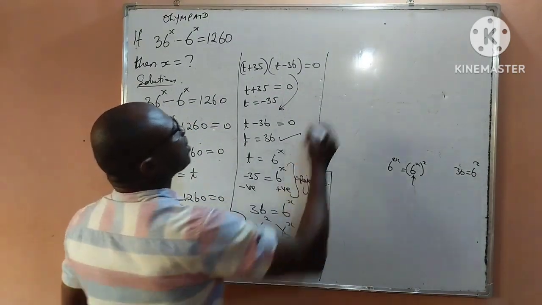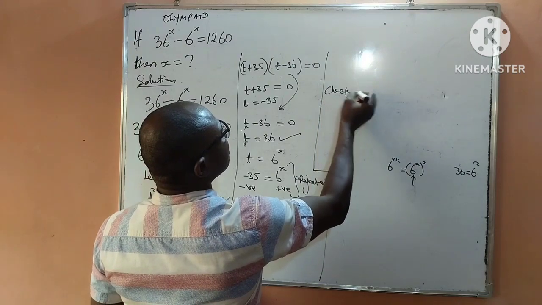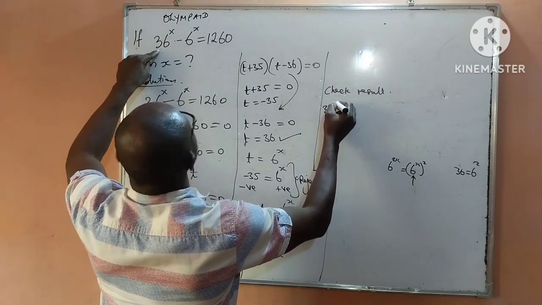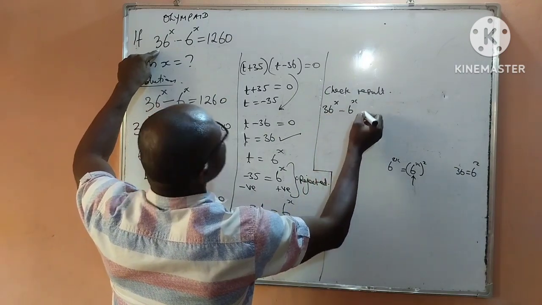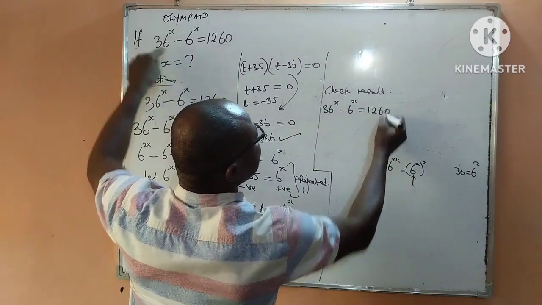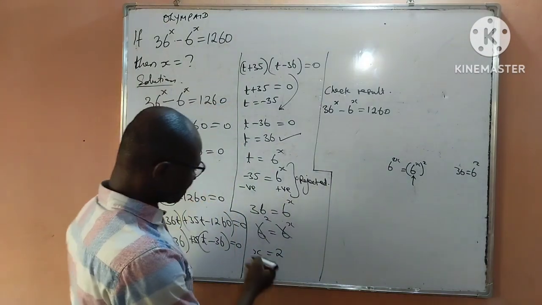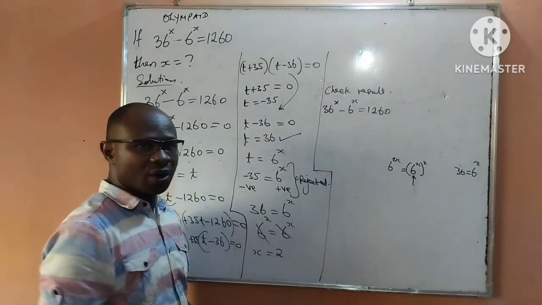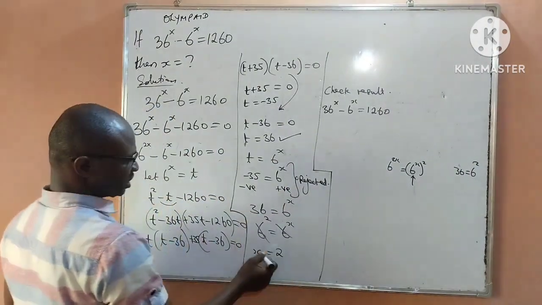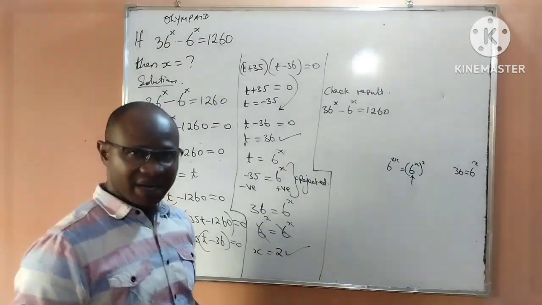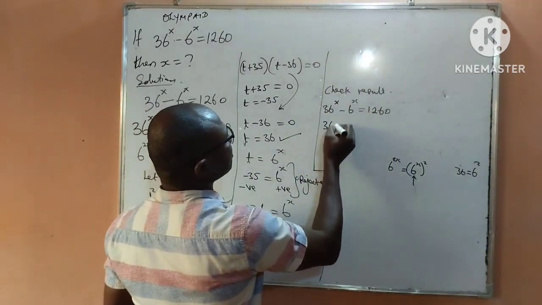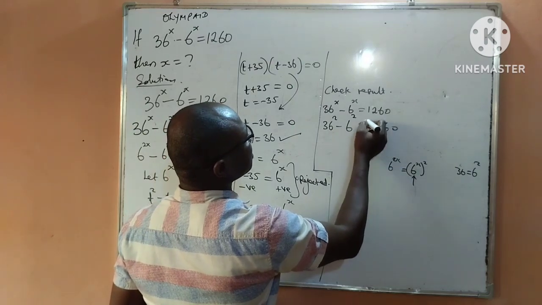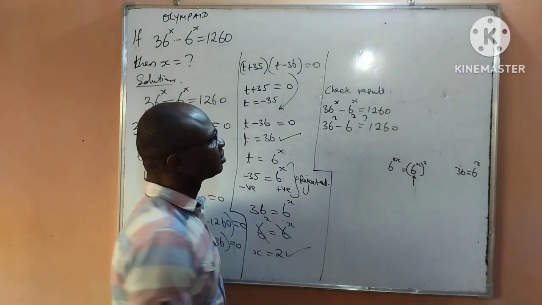A quick one. We can decide to check the result. Given that 36 raised to the power x minus 6 raised to the power x is equal to 1260. If I replace the value of x equal to 2 in the given question, will the two sides of the equation be equal? If they are equal, it authenticates our answer to be very accurate. Therefore, 36 raised to the power 2 minus 6 raised to the power 2, would this be equal to 1260? We want to find out.